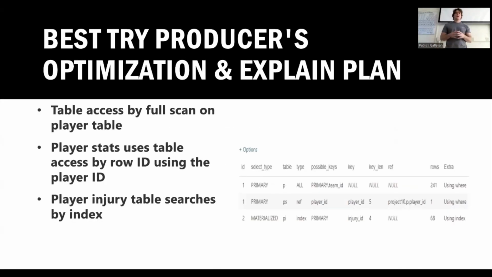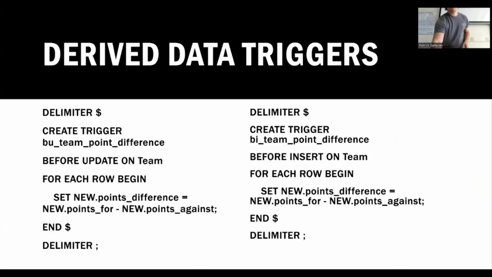Now, to optimize this query, I use a table access full scan on the player table to get all the player data, which then I use for the player stats. I use a table access by row ID using the player ID to get the try information, for example. Additionally, I optimize the subquery to search by the index, which is injury ID.